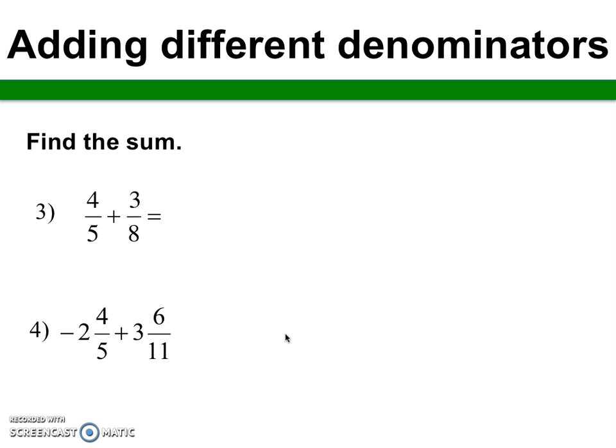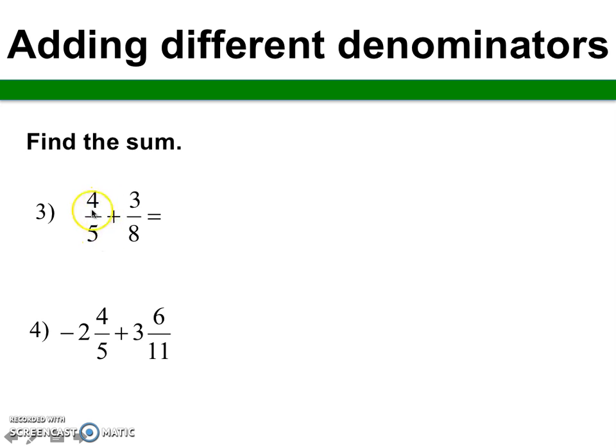All right, couple more. 4/5 plus 3/8. What would my common denominator be? Remember, I could write out multiples of 5 and multiples of 8 until I found something that they have in common. I could also just take the denominator from the other fraction.